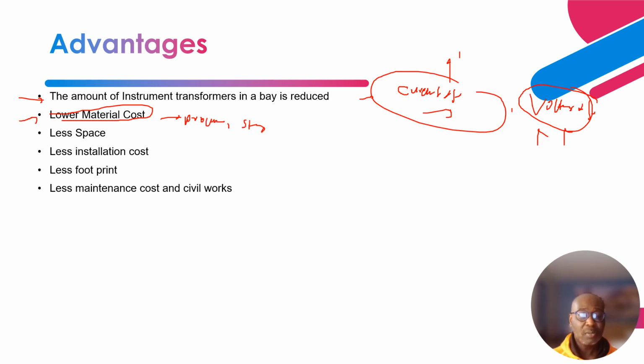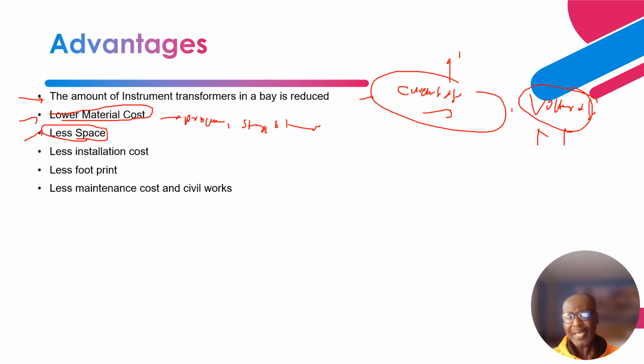So you end up reducing material costs, procurement costs, staging costs, storage costs, and also using less space in the substation. Remember, when you have a standalone, discrete current transformer and a standalone, discrete voltage transformer, they all take up space in a bay.